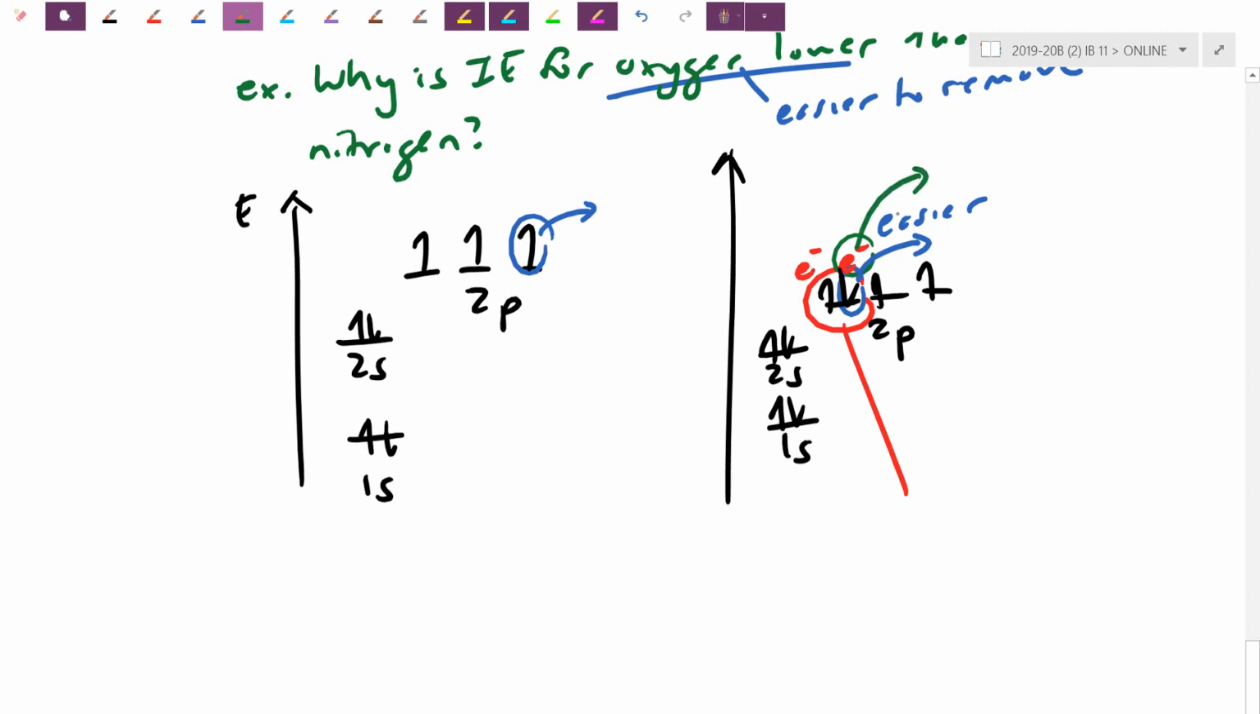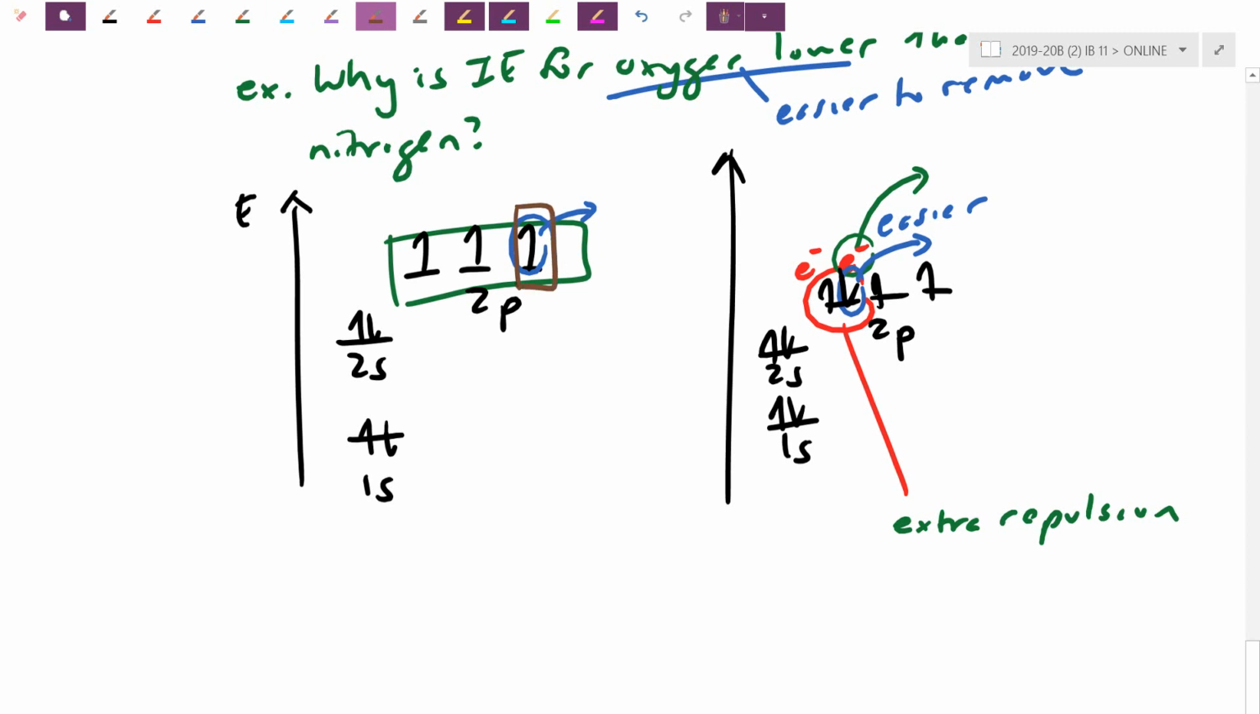So in that case there's going to be extra repulsion, extra repulsion because those two electrons are paired up. Or you can argue on the nitrogen side here, why might it be so hard to remove this single electron?